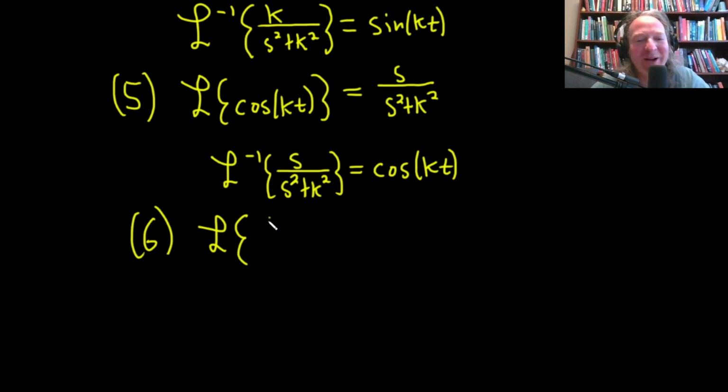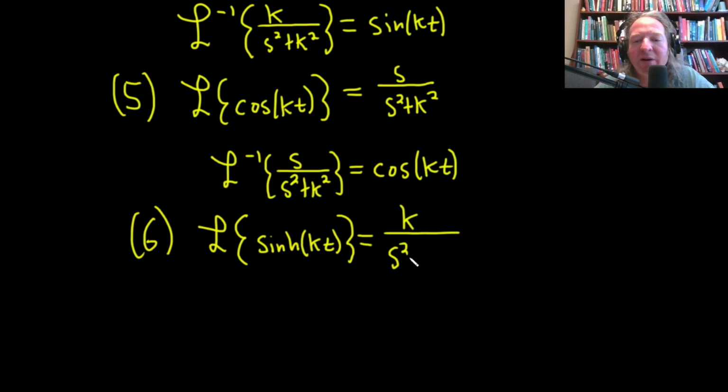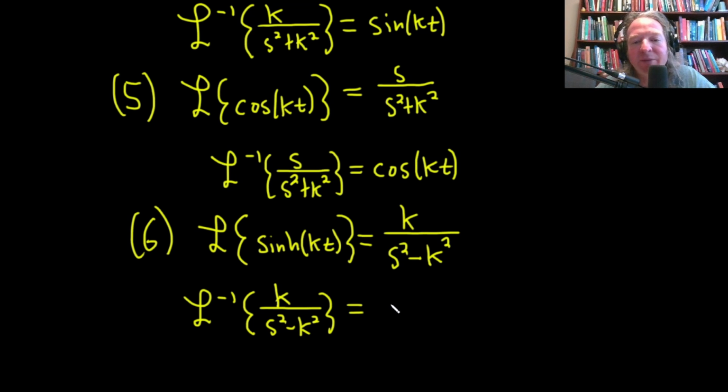So let's do this one. The Laplace of sinh kt. So just like sine has the k, sinh has the k. So this is k over s squared minus k squared. So the inverse Laplace of k over s squared minus k squared is equal to sinh kt.